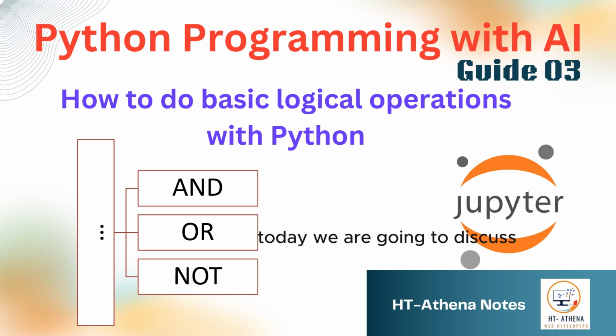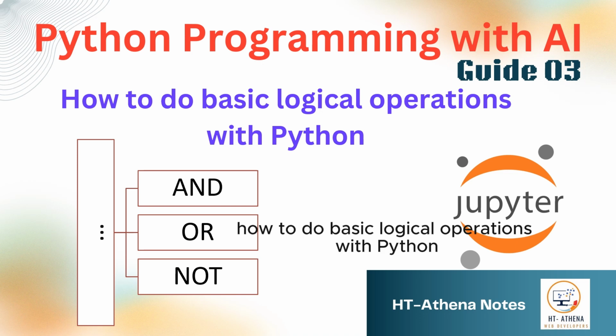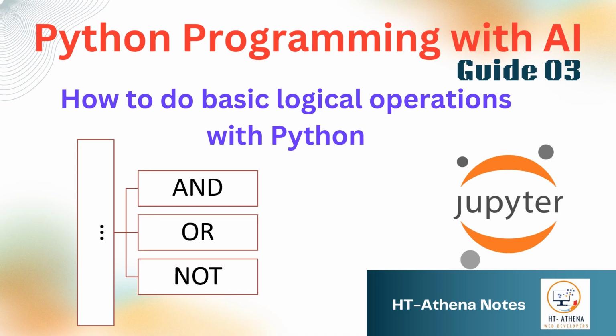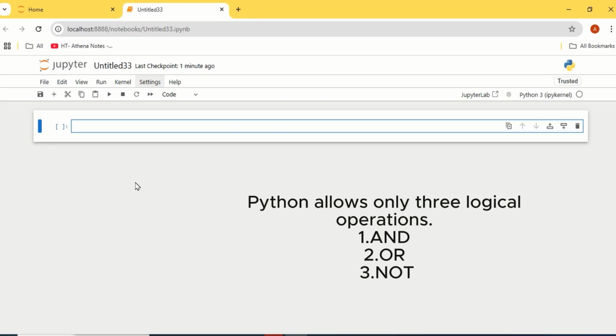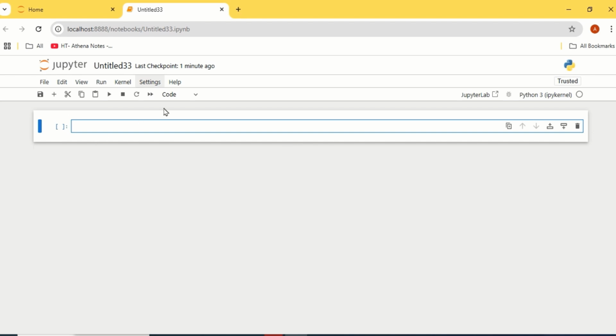Today we are going to discuss how to do basic logical operations with Python. Python allows only three logical operations. They are AND, OR and NOT. We'll study the first one, AND operation.